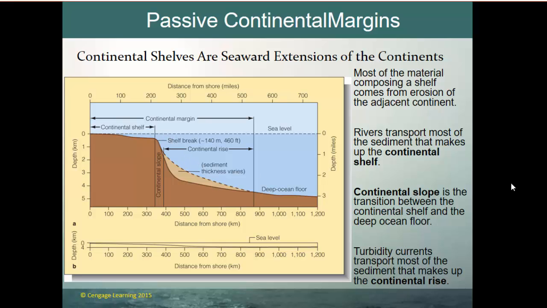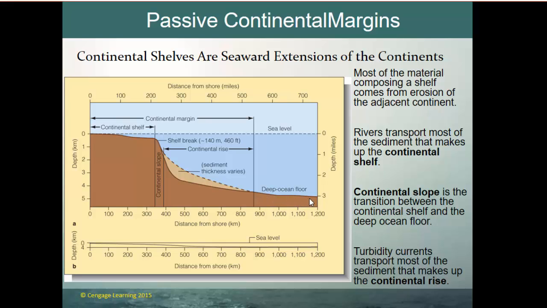Rivers transport most of the sediment that makes up the continental shelf. The continental slope is a transition between the continental shelf and the deep ocean floor, and turbidity currents, which are basically currents of water that are denser because they're full of sediment, transport most of the sediment that makes up the continental rise. And again, this is our continental rise between the continental slope here and the deep ocean floor.